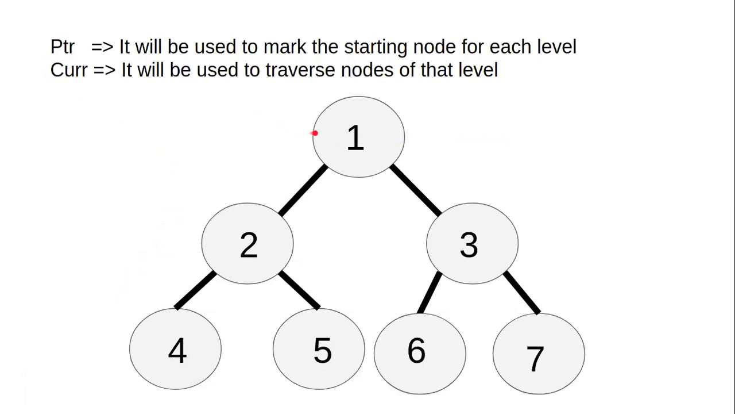where PTR is actually currently pointing to. For example, PTR is currently pointing to layer number 2, then the current will move like this, to traverse all the nodes and do the job, whatever it is assigned to.